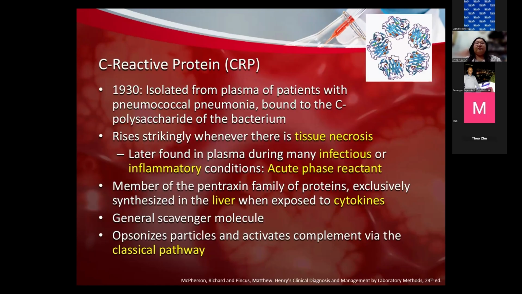It was later found that the protein appeared in plasma during many infectious or inflammatory conditions, and CRP was the original acute phase reactant. CRP has now been characterized as a member of the pentraxin family of proteins exclusively synthesized in the liver when exposed to inflammatory cytokines like interleukin 6 and interleukin 1 beta.